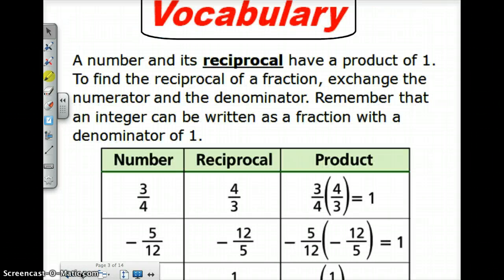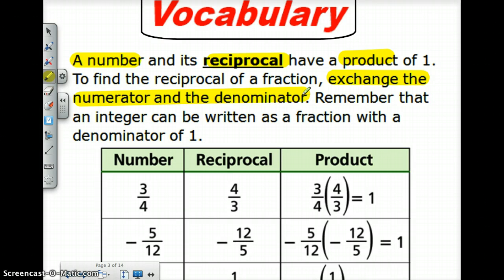A number and its reciprocal have a product of 1. Keyword: product. Product means multiplication. If you multiply any number and its reciprocal, you will always have an answer of 1. Remember, to find a reciprocal of a fraction, you're exchanging the numerator and the denominator. You're just flipping them around.